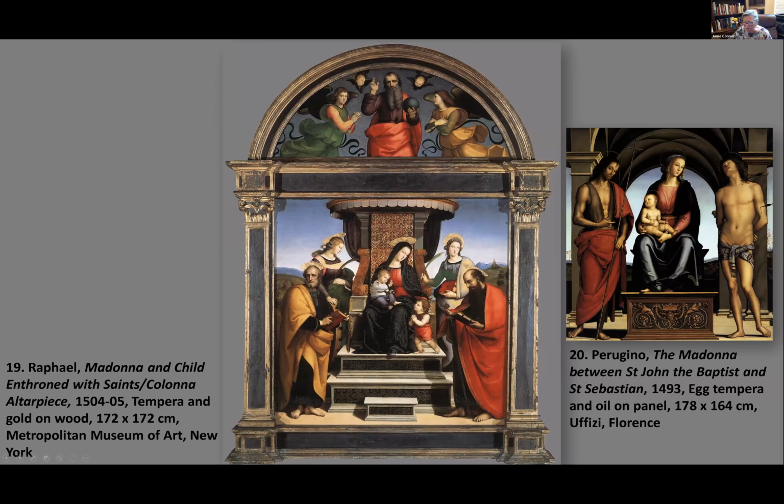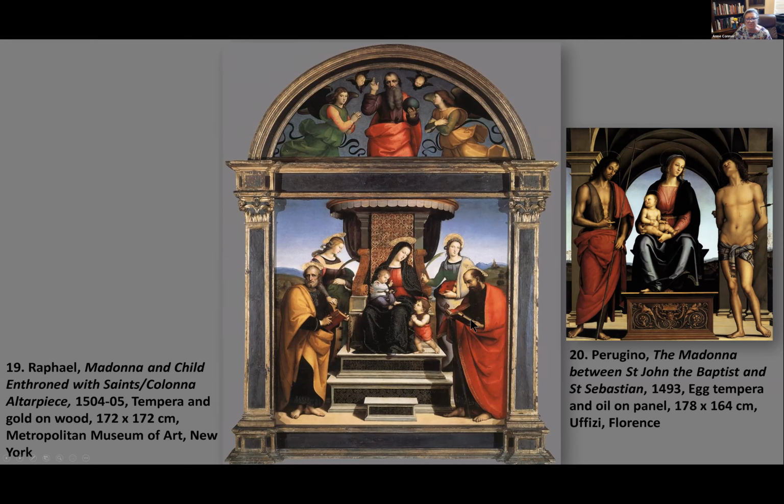This was painted also for a convent in Perugia. He was barely 20 years old. Just before he left to Florence, he actually didn't finish it. And then when he came back to Perugia, the year after, he finished it. This is tempera and gold on wood. Shows Madonna and Child enthroned with saints.